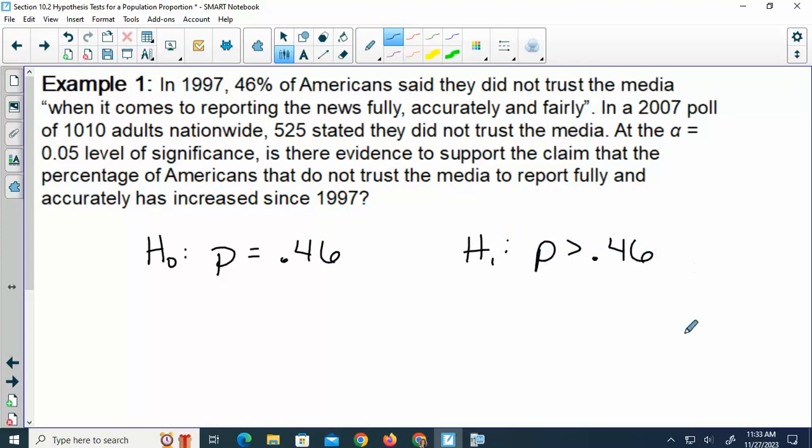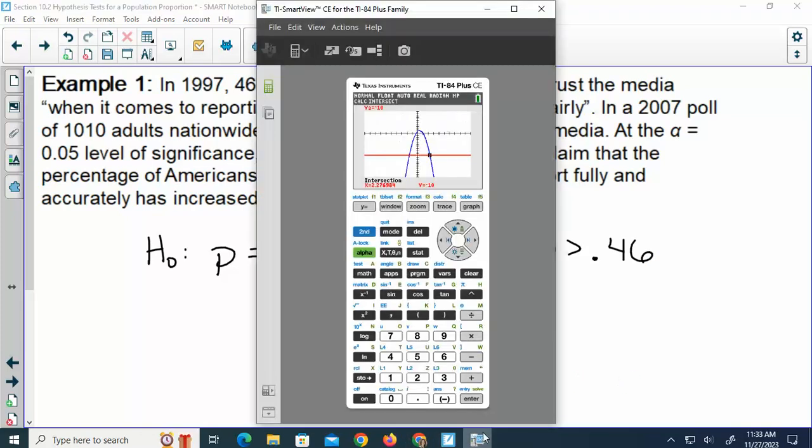So our null was that the proportion was equal to 0.46, and the alternative was that it has increased, so greater than 0.46. To do this on your calculator, you are going to go into Stat, Tests, and we are actually going to look at number 5, a 1 proportion z-test. When we did it by hand, we calculated a z-score, so we're doing the z-test.